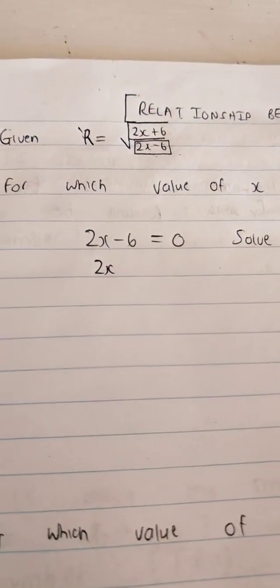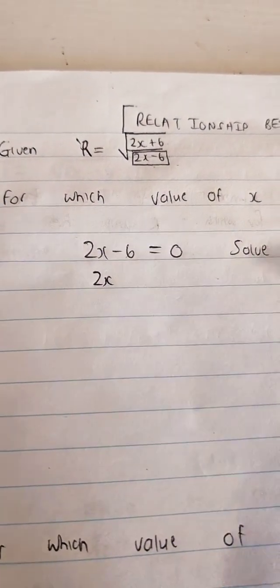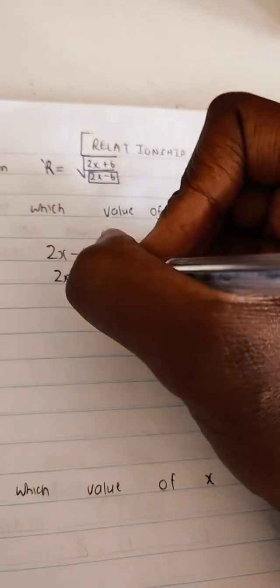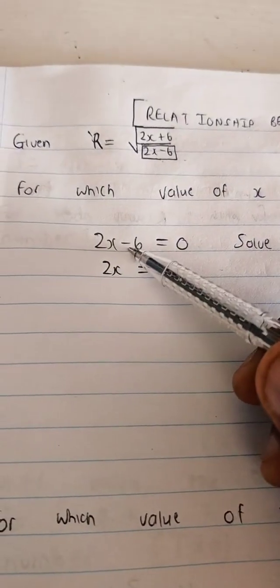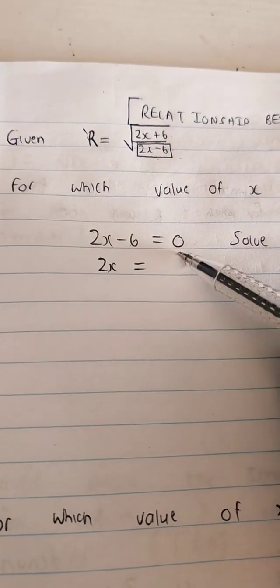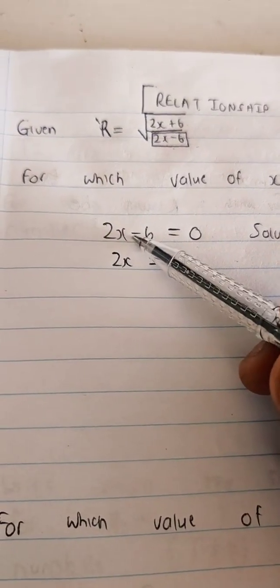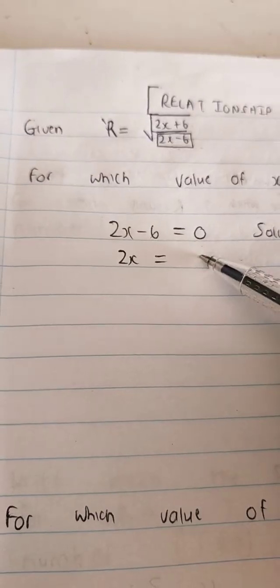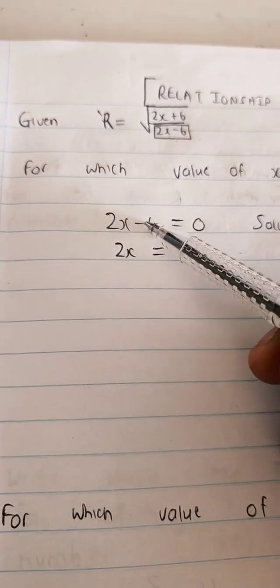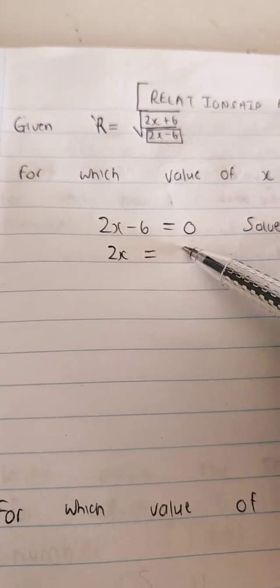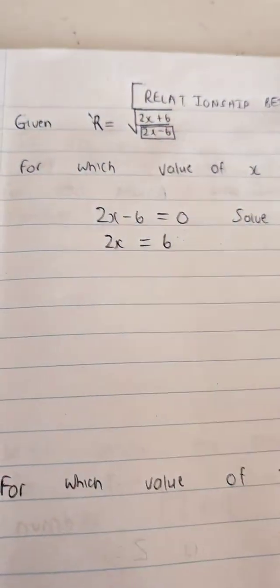According to last year, grade 8 and 9, we isolate x. Minus 6, we transpose to the right hand side. What happens when minus 6 gets moved to the right hand side? Negative 6 becomes positive 6.